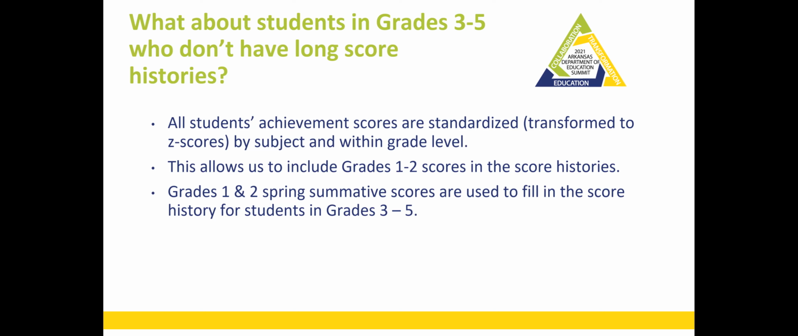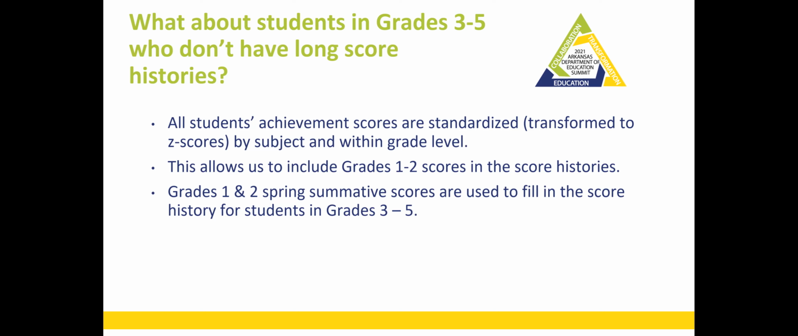So all students' achievement scores are standardized. We start by standardizing everybody's scores. It doesn't matter what grade level the ACT Aspire score is or what grade level the K2 assessment is. We transform their scores to Z-scores. So now they're on a standard scale where 0 is average and positive means the student has an achievement score that's higher than average for their grade level. And negative numbers indicate that the student has a lower than average achievement score compared to students in their grade level within Arkansas. That's really important.